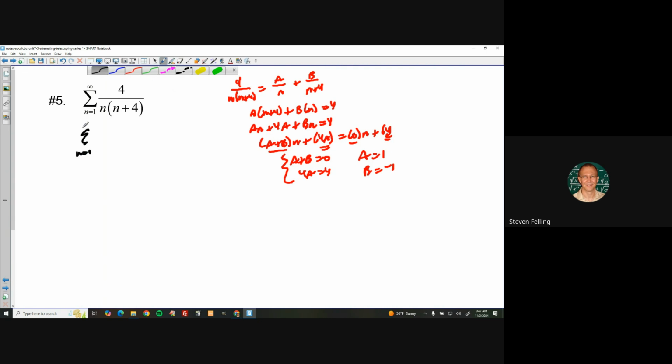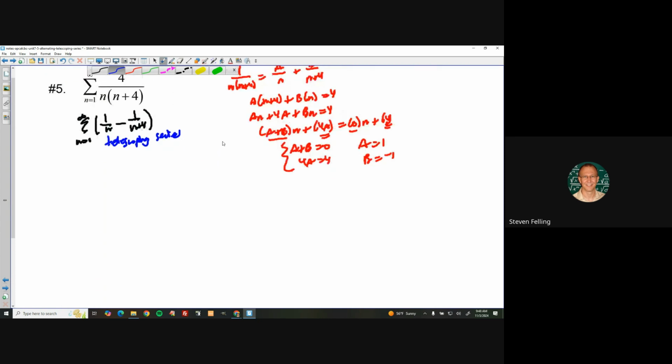n equals 1 to infinity. This is equal to a, which is 1 over n, plus negative for b, so minus 1 over n plus 4. So when we do partial fractions, this turns into a telescoping form. Telescoping series. Okay, so to solve this, there's not a test, but there's a procedure. We're going to write some terms out.